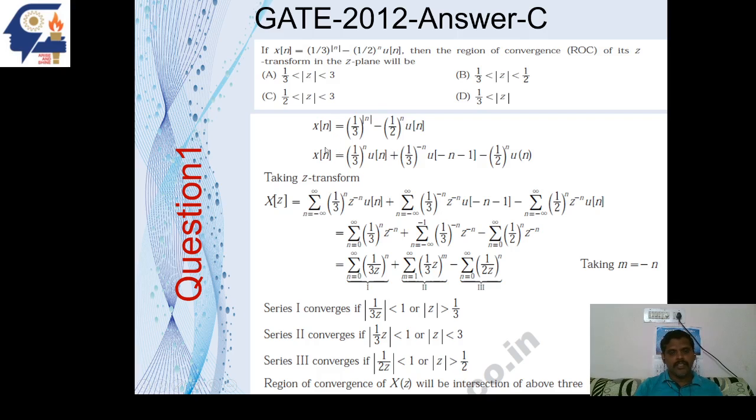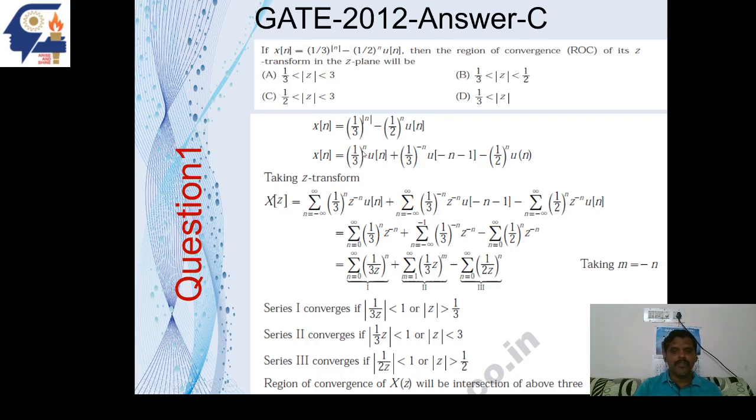We can write this given signal x of n equal to (1/3)^|n| u of n. When n is positive, mod n will become plus n. Positive n means n equal to 0 to infinity, and that is indicated by u of n. When n is negative, (1/3)^(-n). N is negative means n from minus 1 to minus infinity, so that one is indicated by u of minus n minus 1.